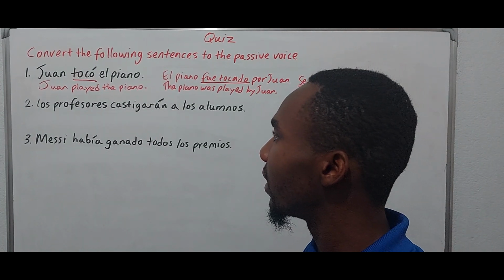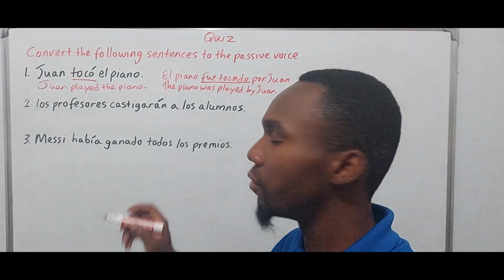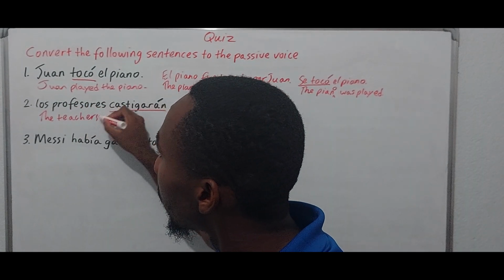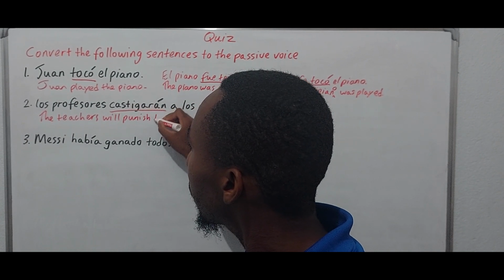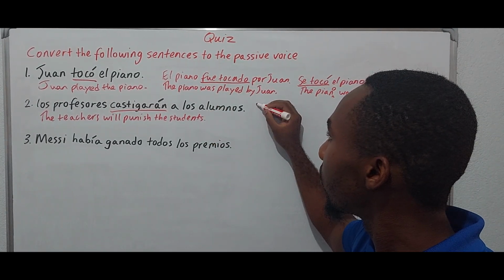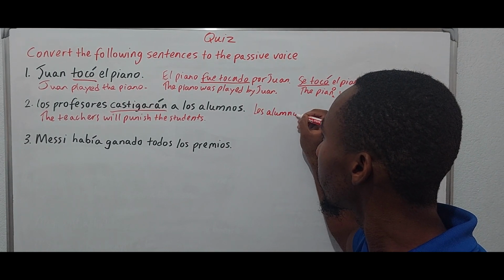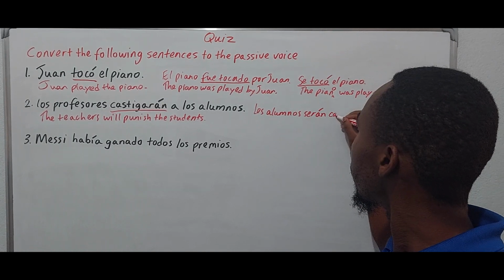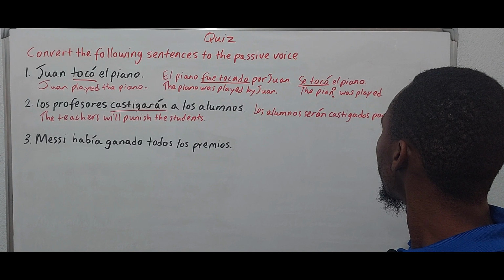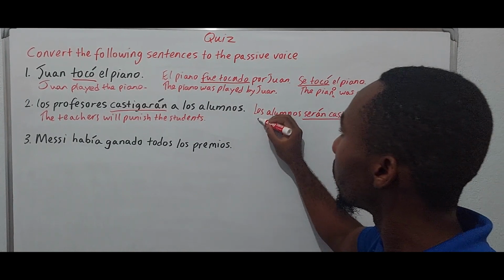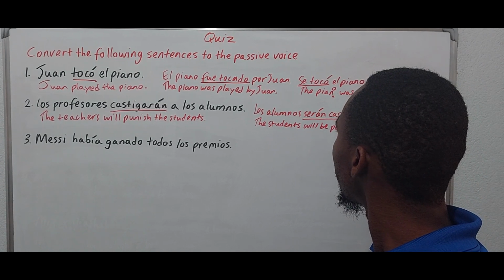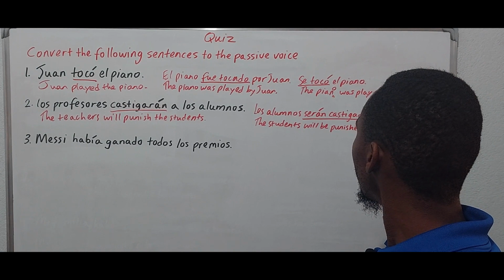2. Los profesores castigarán a los alumnos. So we have the future tense. So the teachers will punish the students. All right? We can have los alumnos serán castigados por los profesores. The students will be punished by the teachers.